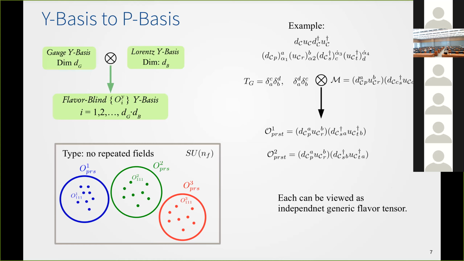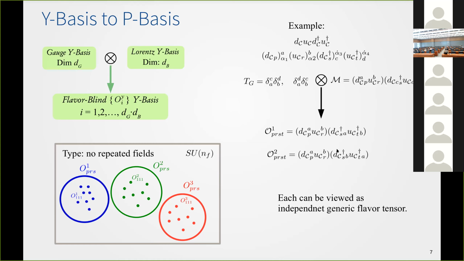And this object with flavor indices expressed as different symbols, so take a look at the example here. The P, R, S, T are the flavor indices, and this type of operator has two elements in the gauge Y basis and one element in the Lorentz Y basis. And this yields two flavor-blind Y basis operators. And at this stage, the flavor indices are just different labels, and there's no meaning to discuss their values.